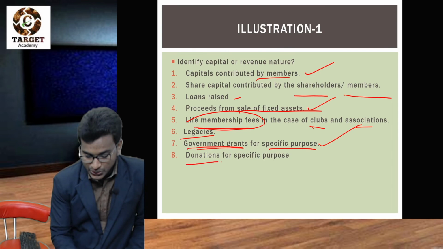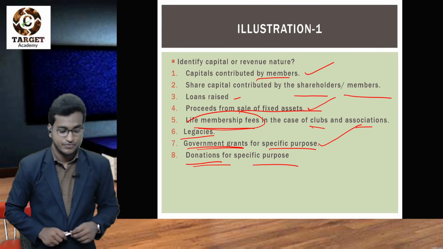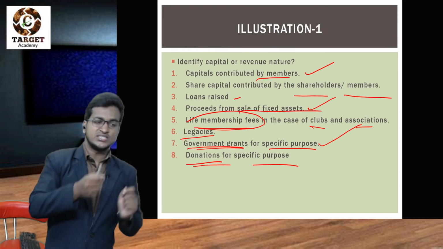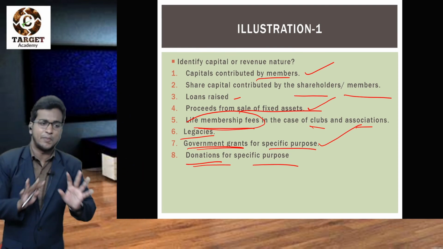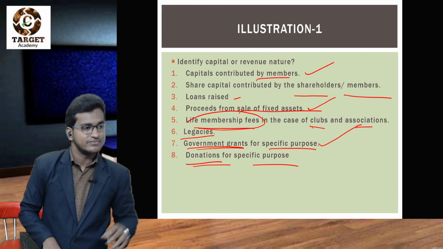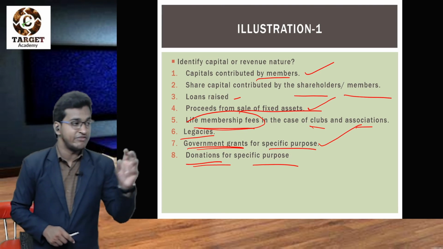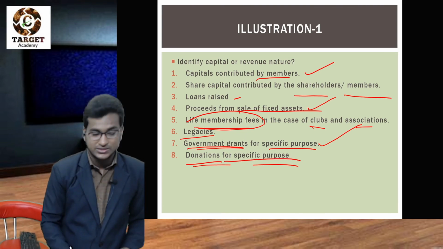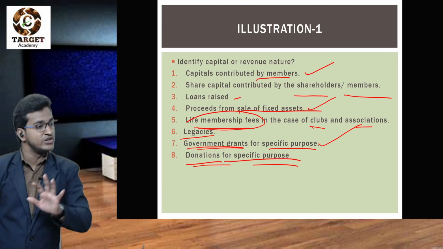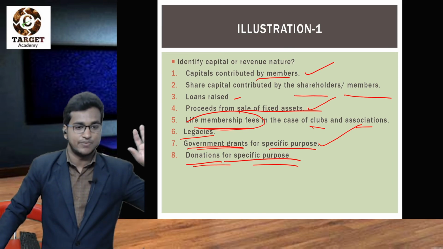Next one, donations for a specific purpose. Important: if we are receiving donations generally without any specific purpose, that is a revenue receipt. That is a normal thing. If we are receiving donations for a specific purpose, if they mention a specific purpose, that is a capital receipt, not a revenue receipt. I hope you understood the concept. Okay.